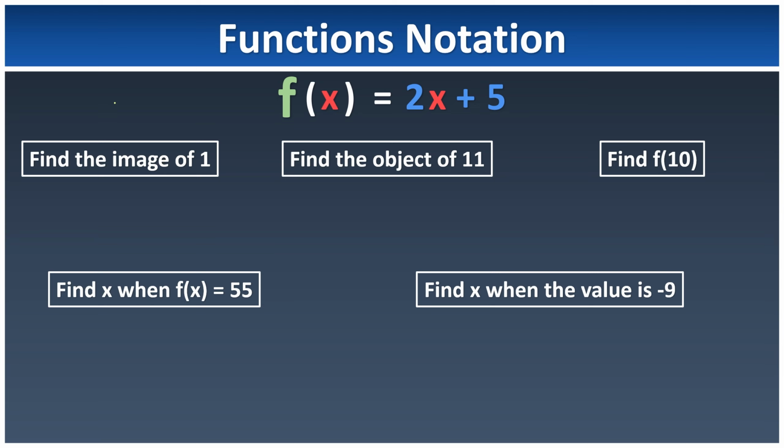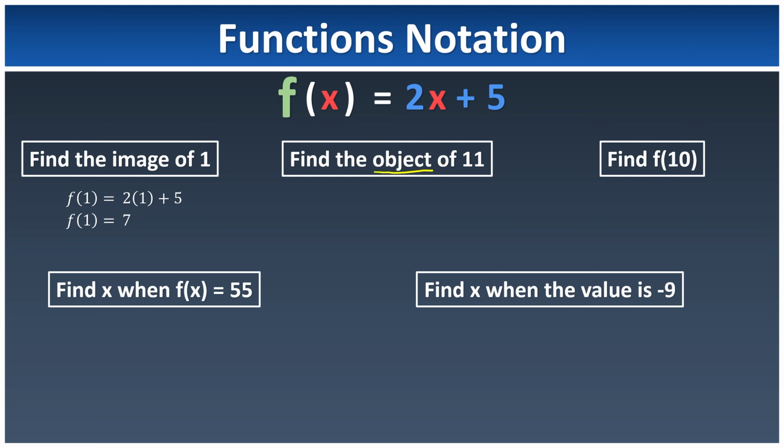You can think of object and image as always together, because 1 is input, 1 is output. So when they say find the image of 1, basically 1 means the object. Because if this is the image, then the one behind it must be the object. So now we know this function will receive the object as 1. 1 is chosen, so it is no longer an unknown, and all of the x will change to 1. So 2 times 1 plus 5, and this is how we get the answer as 7. 7 is the image.